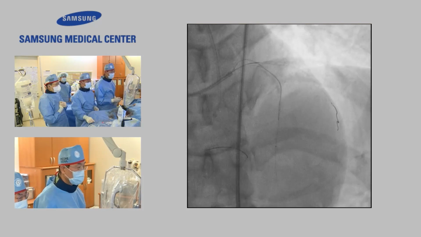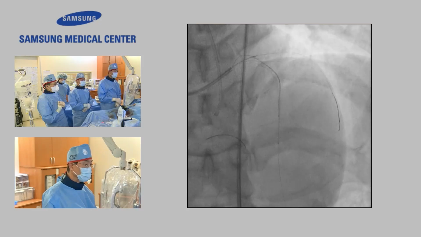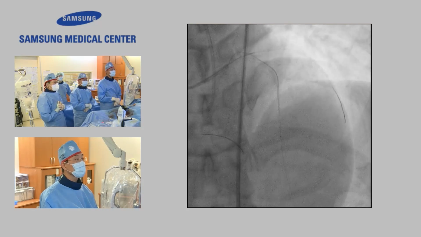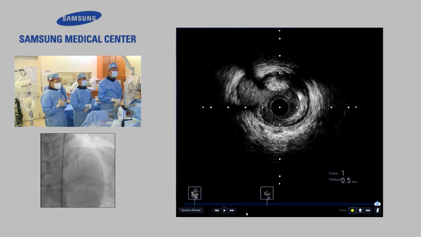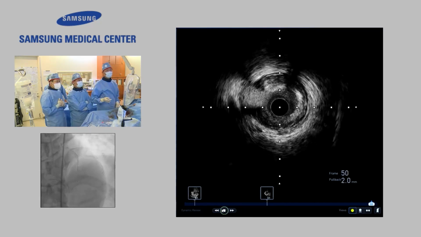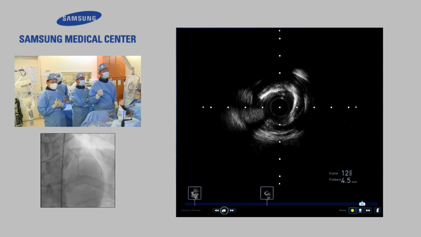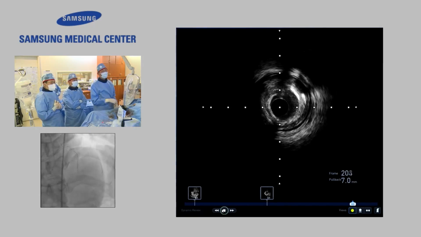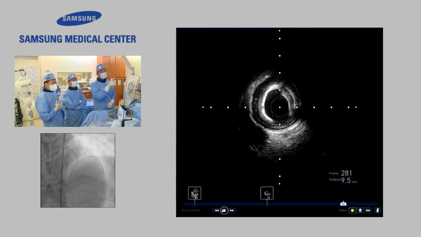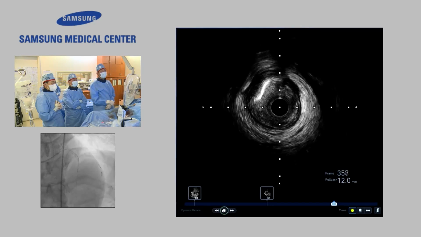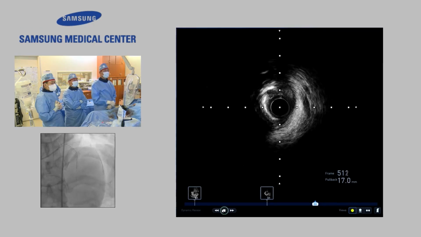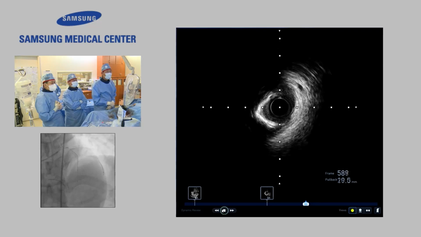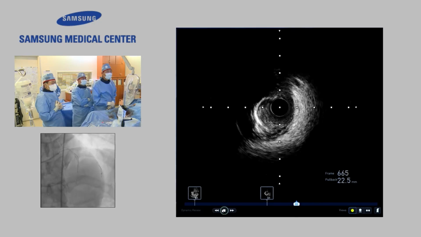Okay, so this is the IVUS image. IVUS on the screen, please. Actually, even after the 1.5 balloon, it was very difficult to advance the catheter. Anyway, the vessel size is 3.0. There is a very focal 2 millimeter length of napkin ring calcification, and this is eccentric calcium around here.